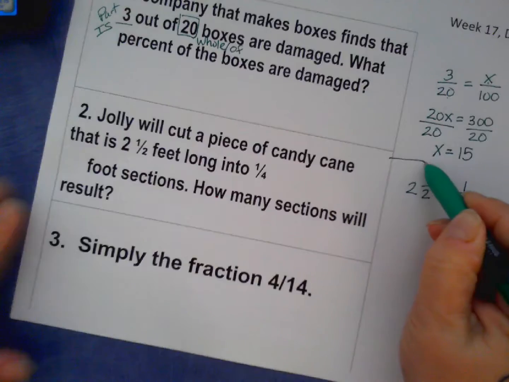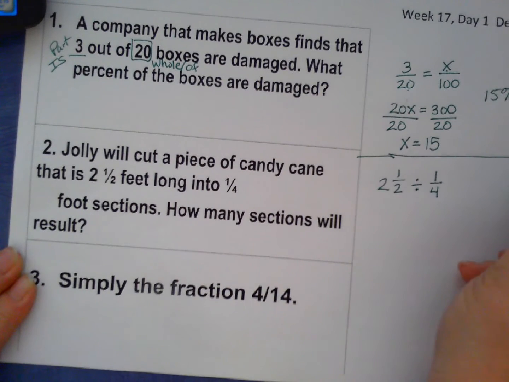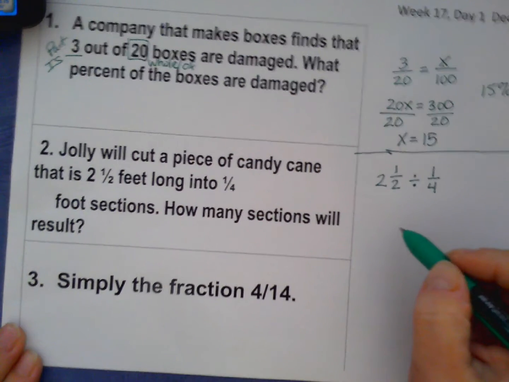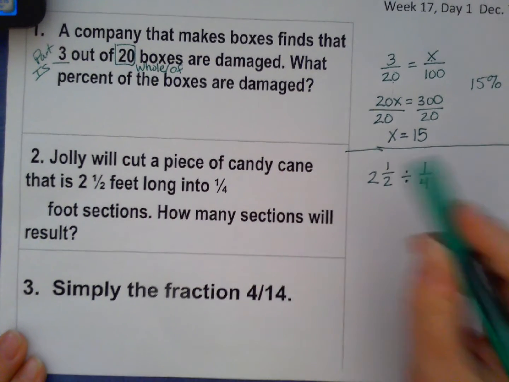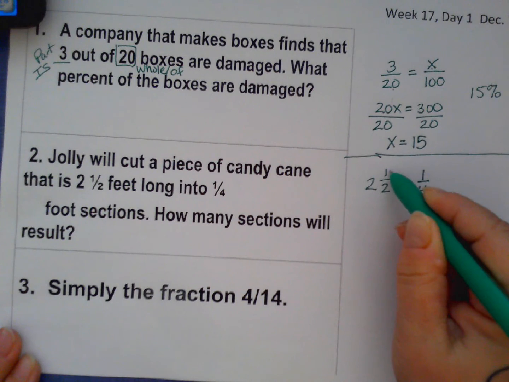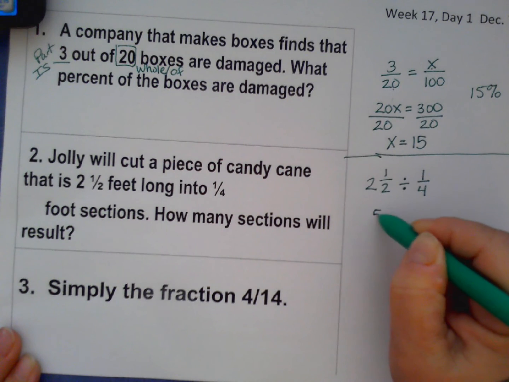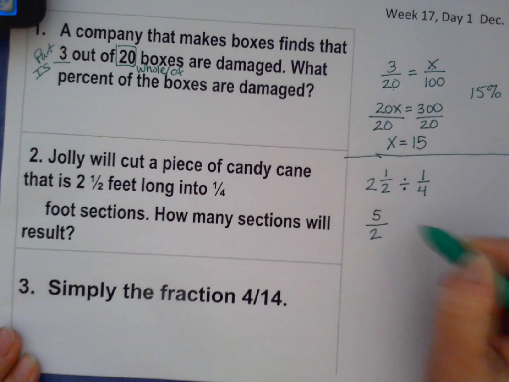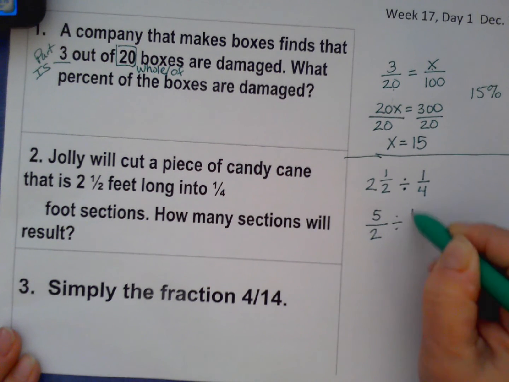This is review, guys. Remember, we have a mixed number. I change it to a mixed number by using BBT. BBT is big number times the bottom number plus the top number. 2 times 2 is 4 plus 1 is 5. So I've got 5 halves divided by 1/4.